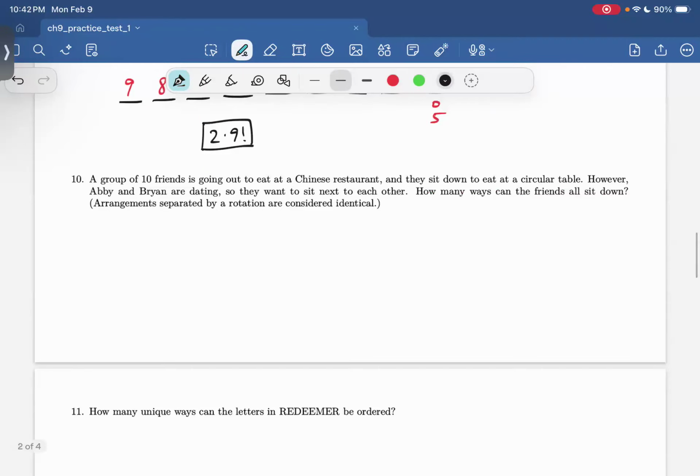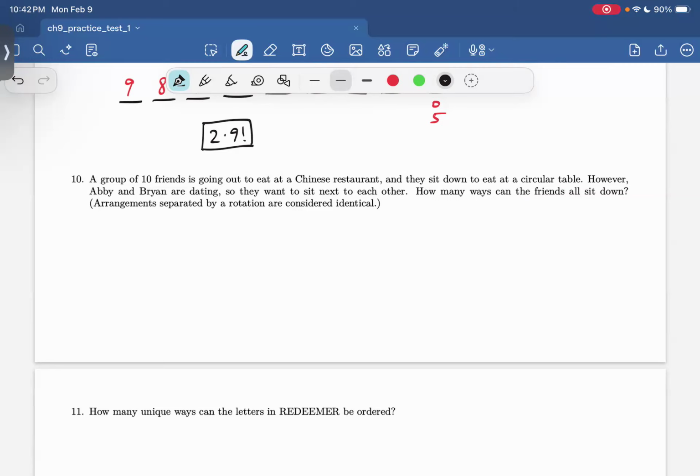Okay, question 10. A group of 10 friends is going out to eat at a Chinese restaurant, and they sit down to eat at a circular table. However, Abby and Brian are dating, so they want to sit next to each other. All right, how many ways can the friends all sit down?